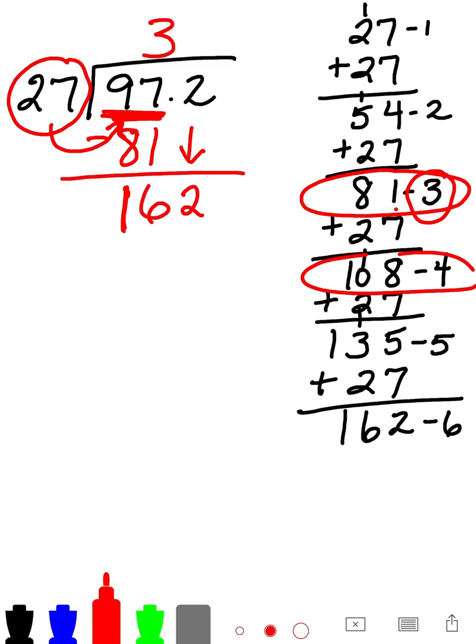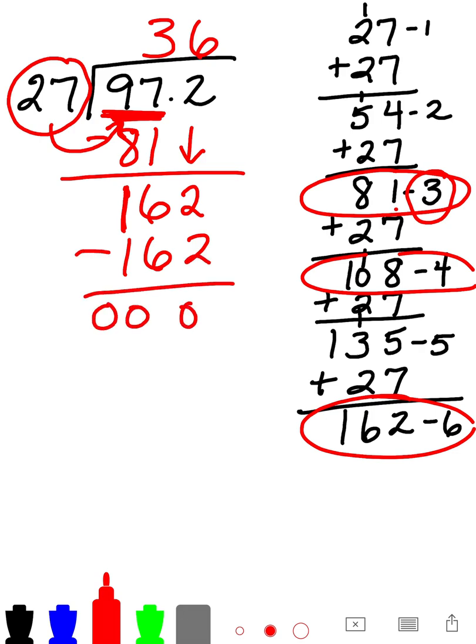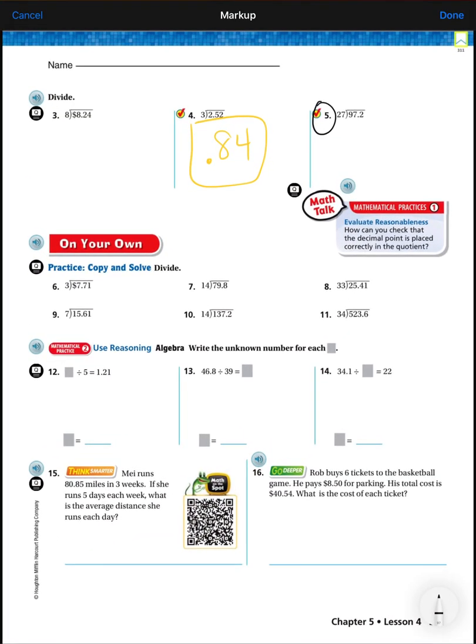Bingo. 27 fits into 162 exactly 6 times. So 6 times 27 is 162. And we subtract. We have no more numbers to bring down. We do have to move our decimal point over one spot. So our answer is 3.6. Okay, go back here, 3.6. Okay.